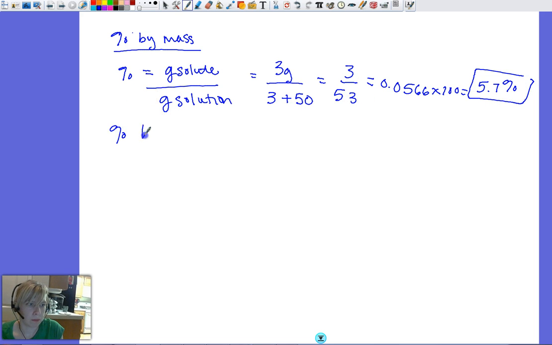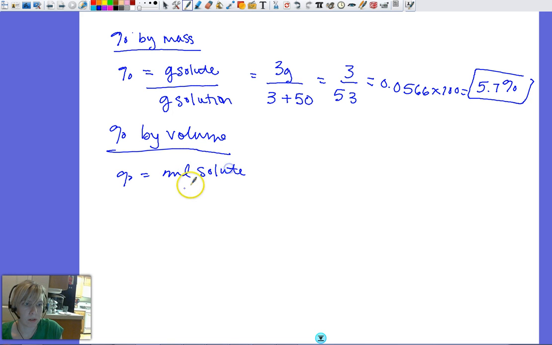Percent by volume is very similar. We have a solution contains 5 milliliters of alcohol dissolved in 80 milliliters of water. What is the percent by volume of alcohol? So once again, we're going to take our percent equals milliliters of solute divided by milliliters of solution.